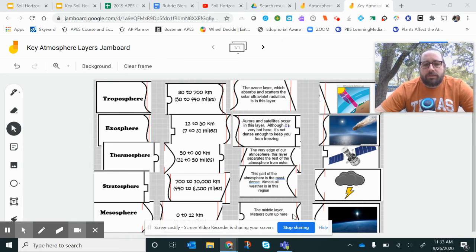Hey friends, let's make the key to these atmosphere layers. This is the atmosphere. This is the layer of gas that surrounds our planet.